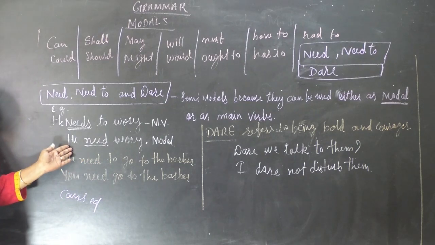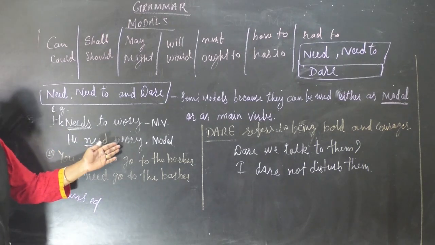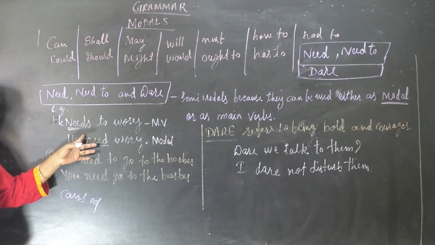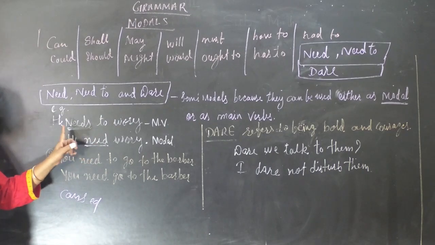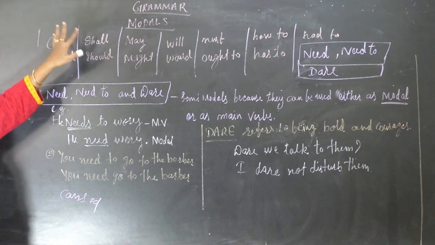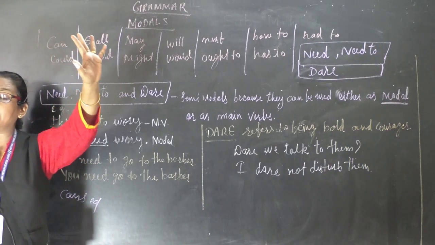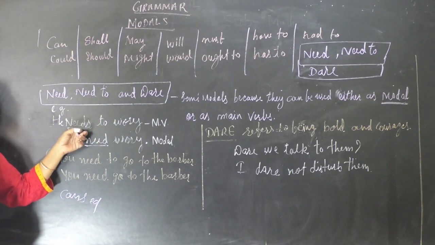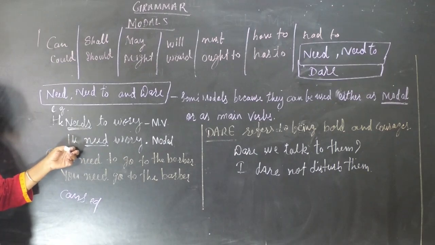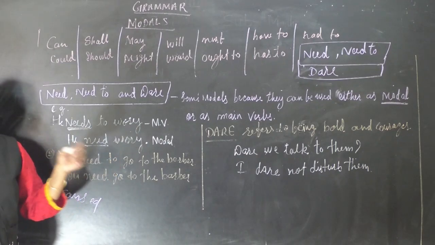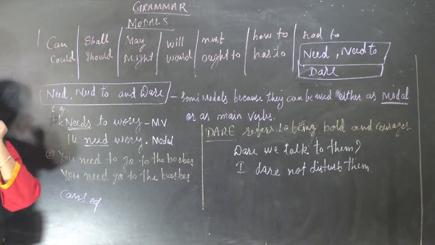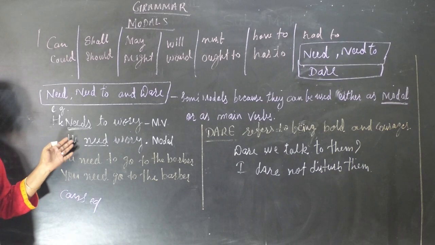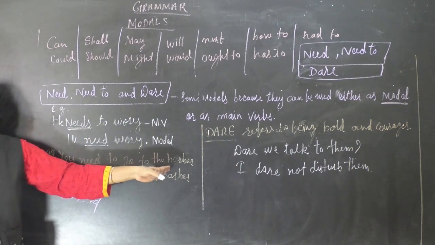See the second sentence over here: He need worry. The same thing. He needs to worry, so chinta karne ki zarurat hai. Here we have added S, but in the modals we write the modal as it is, we never change modals. So here we are using it as a main verb, and here we have used he need worry. The meaning of these two sentences is the same, but here we have used the modal as it is.